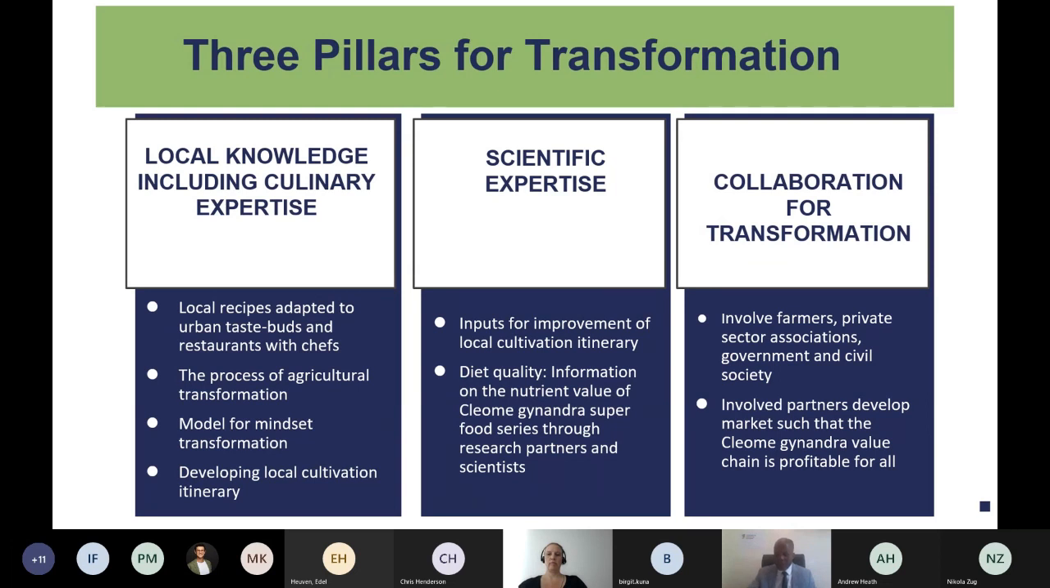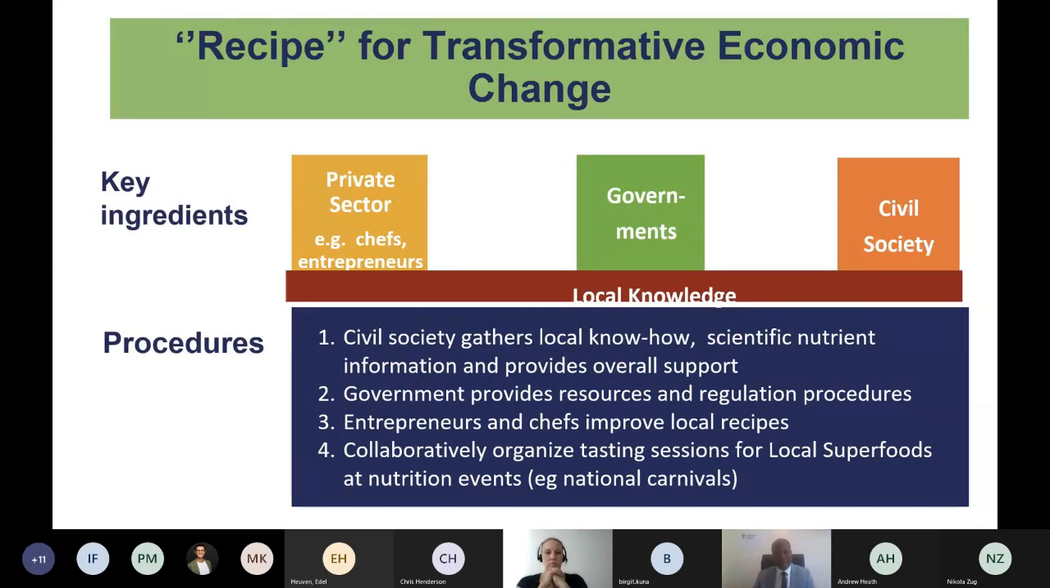There we see that farmers, private sector, governments, and civil society need to be really involved, and such involvement could really make sure that we develop a market or markets such that the Cleome-Ginandra value chain is profitable for all. And let's see now the recipe for transformative economic change. Key ingredients that fuel that recipe: private sector, entrepreneurs, chefs, all stakeholders from the government.